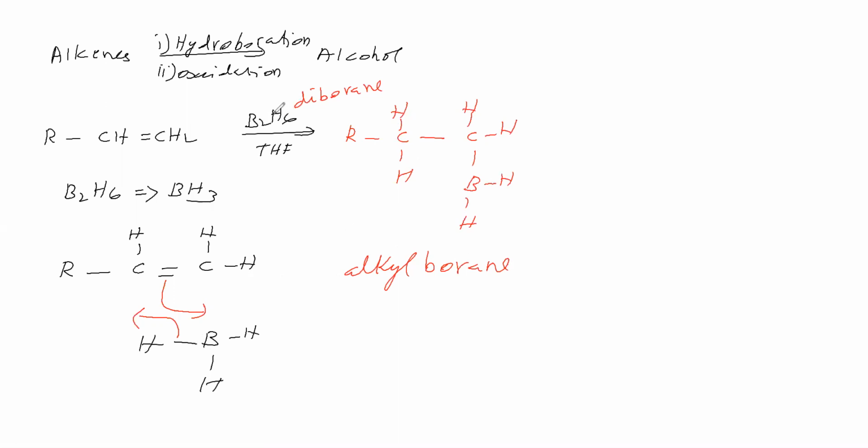In diborane, the BH3 group is there two times, therefore diborane. Here only one BH3, therefore borane. In that, one of the hydrogens is replaced by an alkyl group, therefore alkyl borane. In the same way, this hydrogen also is replaced by an alkyl group. So on this boron, having one more hydrogen, this hydrogen also is replaced by one alkyl group. Next, this hydrogen also is replaced by one alkyl group.